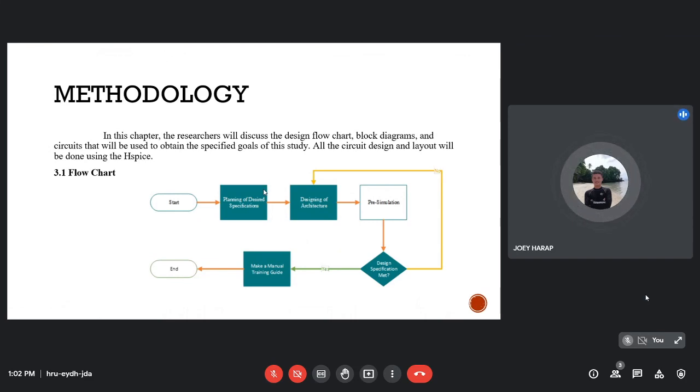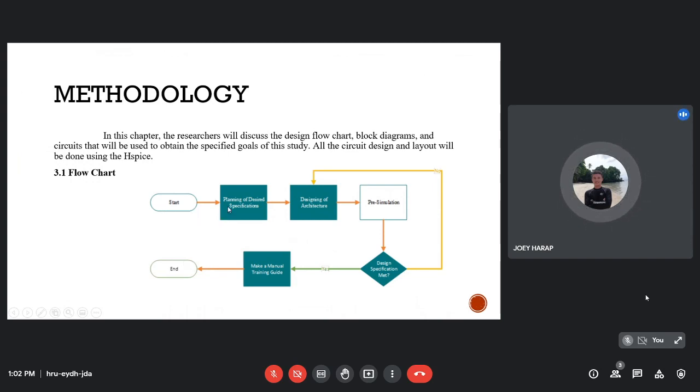In this chapter, the researcher will discuss the design flowchart, block diagrams, and circuits that will be used to obtain the specified goals of this study. All the circuit design and layout will be done using HPICE. So here the researcher created a flowchart for the methodology.